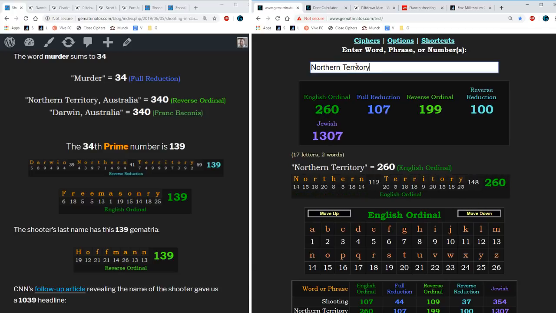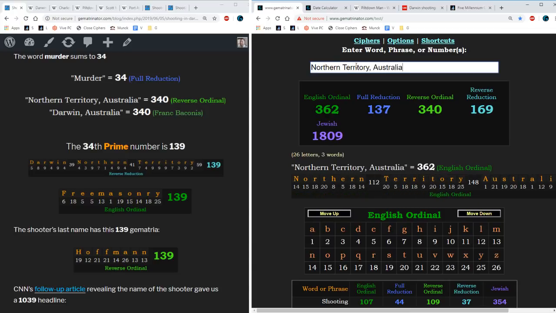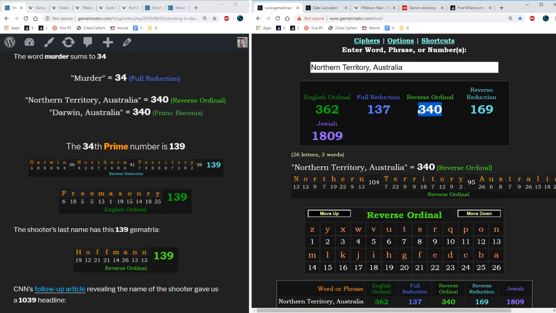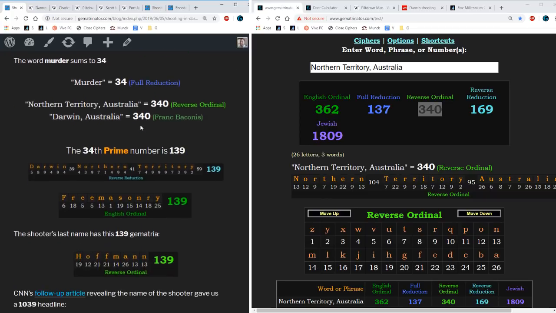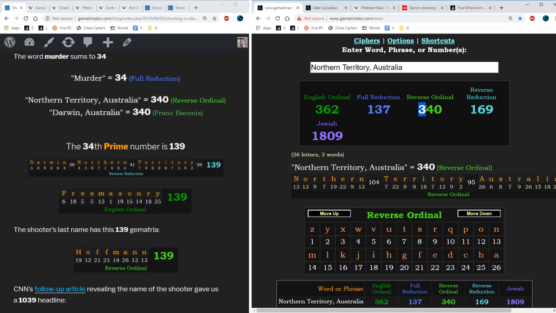There's a couple alignments with the number 34. Northern Territory, Australia equals 340. Darwin, Australia equals 340 in Francis Bacon's as well. And this essentially represents the number 34, as again, zeros can be ignored.